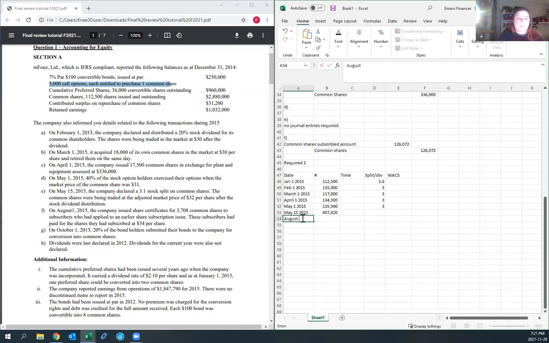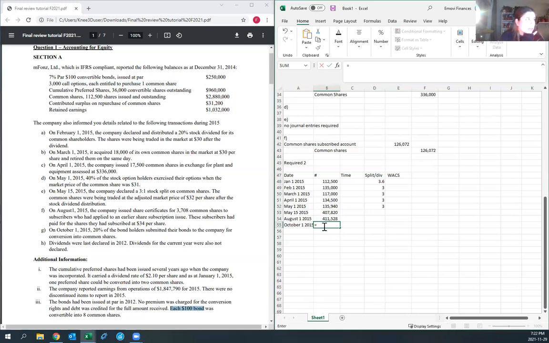On August 1st, the company issued share certificates of 3,708, so that's going to increase your balance. And then on October 1st, 20% of the bondholders submitted their bonds to the company for conversion into common shares. And then they didn't put here how many common shares they can be converted to. So here it says that each $100 bond was convertible into 8 common shares.